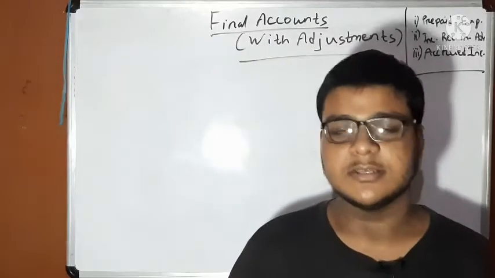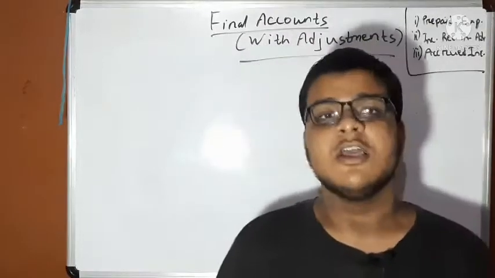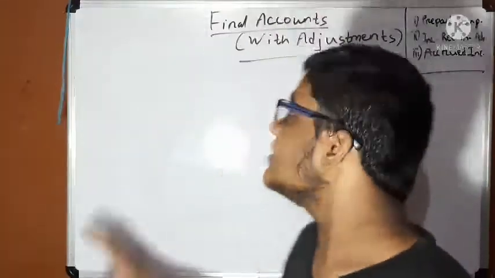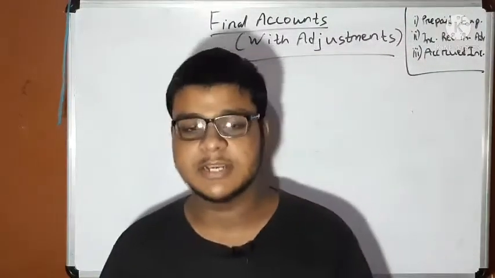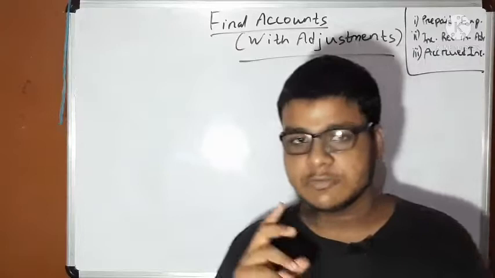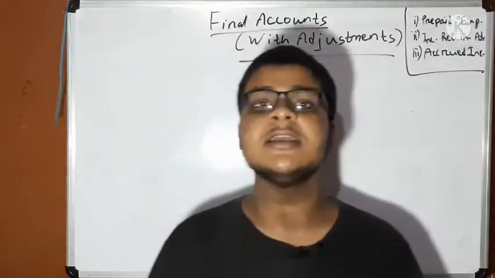As you have already learned from the previous chapter, we have started the second chapter, final account with adjustment. As you can see on the board also, final account with adjustment. In that video we got the knowledge about what is final account with adjustment, what is the meaning of that, and one adjustment, that is outstanding expenses.